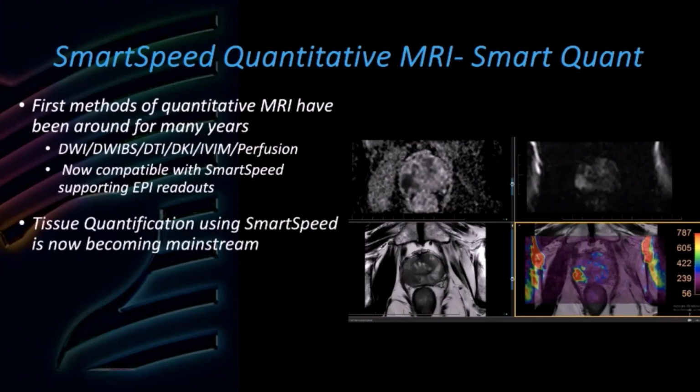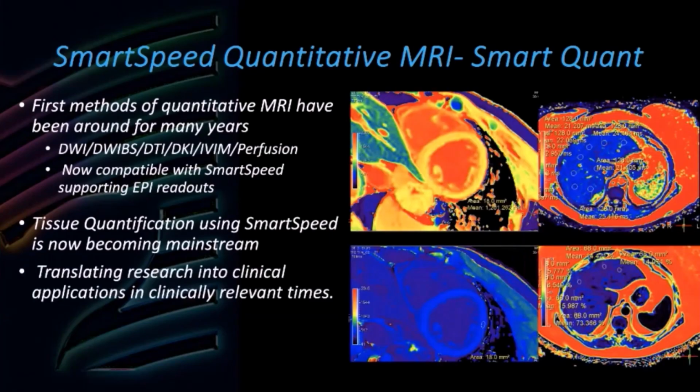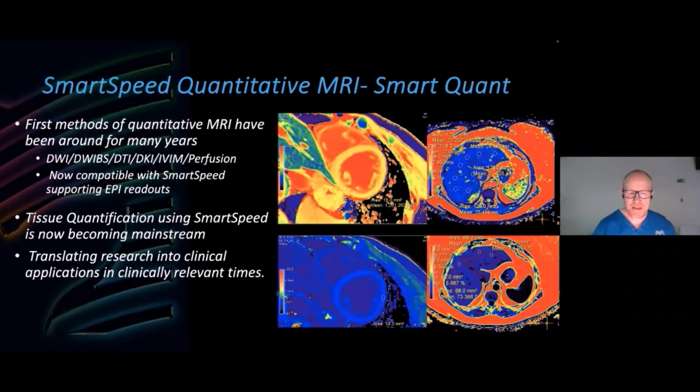Now we have tissue quantification used with SmartSpeed becoming mainstream. We see that with cardiac and liver at the moment, but there's other ones coming through. But this is translating research into clinical applications in clinically relevant times. And clinically relevant times are very important because it's just not feasible to do all this stuff unless you can do it in a time that fits in with the clinic demands of patient throughput. So you're improving your speed, your accuracy, and your confidence, everything that you need.